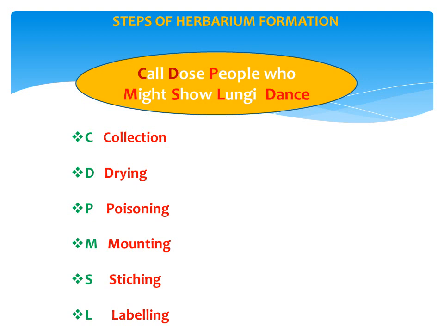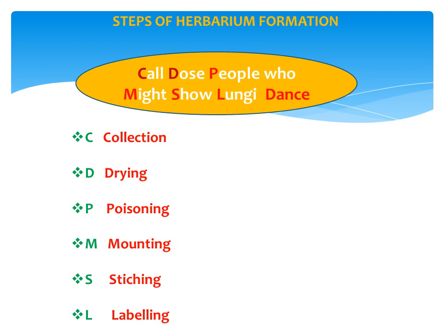You have to properly mount it on a particular board, followed by stitching or stapling, followed by labeling. Labeling is very important, because in the label, the plant specimen's common name, the scientific name, the name of the discoverer, and everything else, such as where it is found and what its usefulness is, is mentioned. And lastly, D stands for deposition. Here I have not mentioned it, you can write it down.